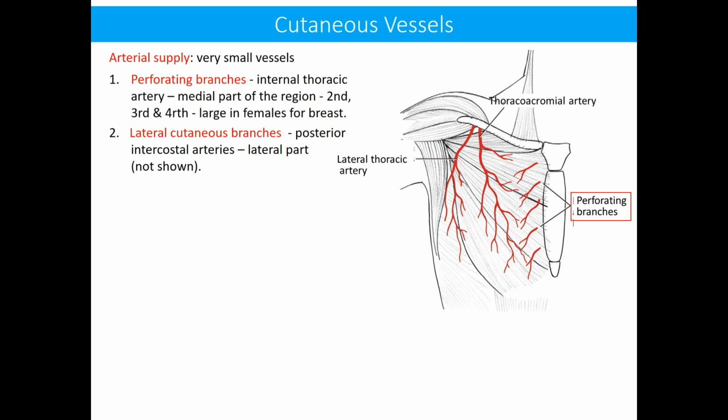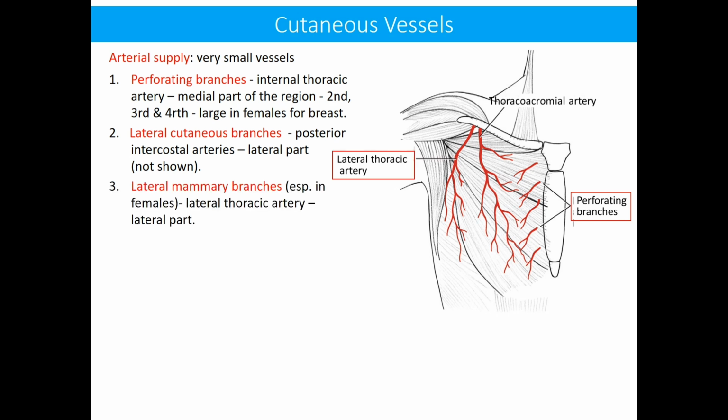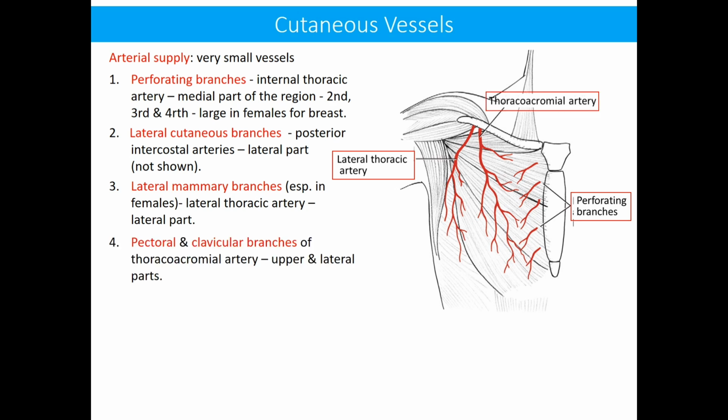Second group is lateral cutaneous branches from the posterior intercostal arteries which supply the lateral part of the region. Third group comprises lateral mammary branches of the lateral thoracic artery which supply the lateral part of the region. This is especially larger in females.